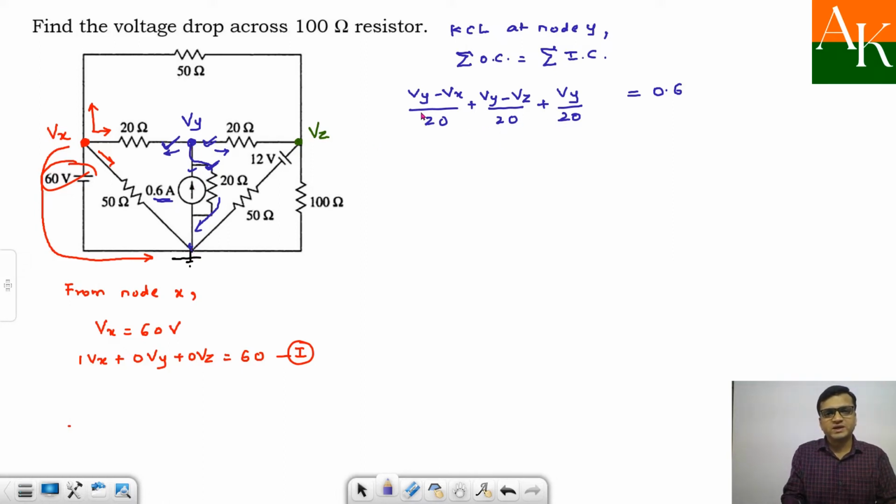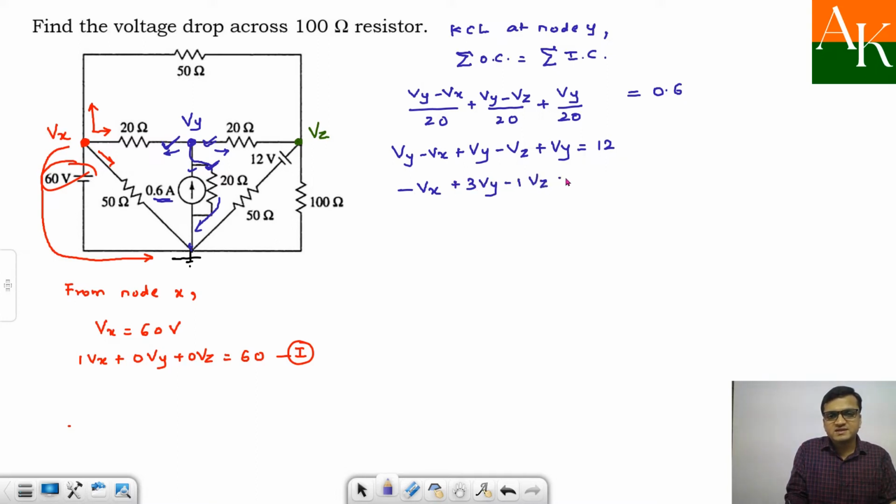So the LCM over here is 20. So I will multiply throughout by 20. I will get Vy minus Vx plus Vy minus Vz plus Vy is equal to 20 into 0.6, and that will give me the answer as 12. So in equation format, this is minus Vx plus 3 Vy minus 1 Vz is equal to 12. And this is equation number 2.